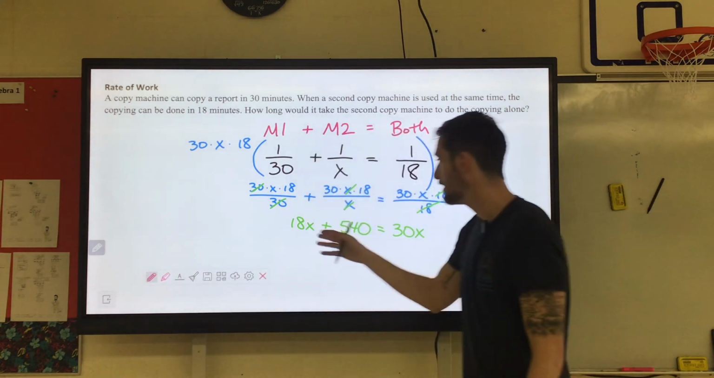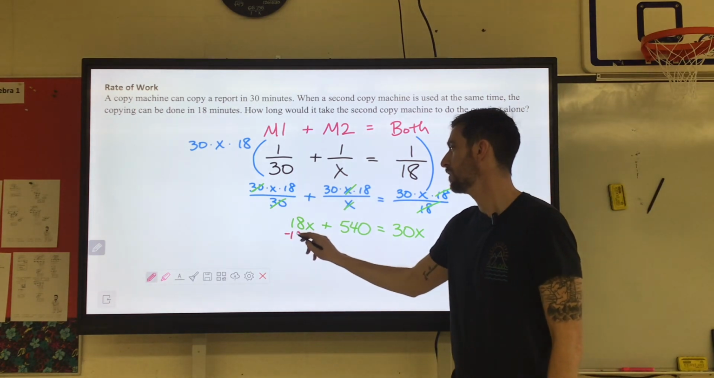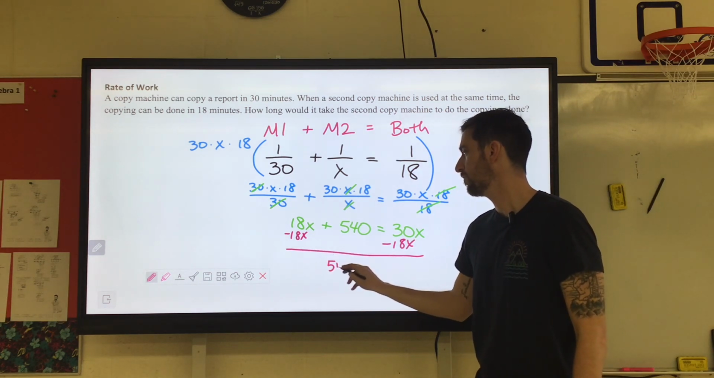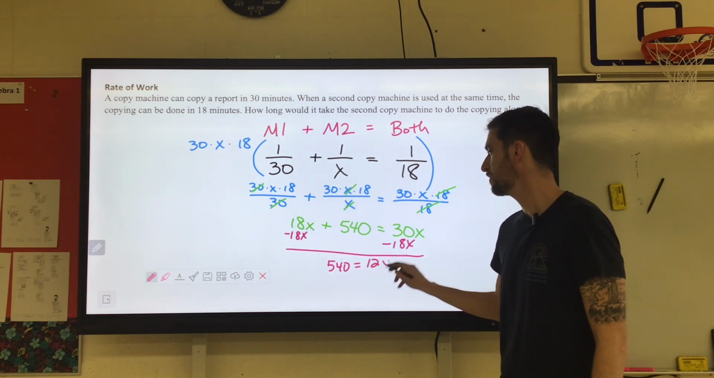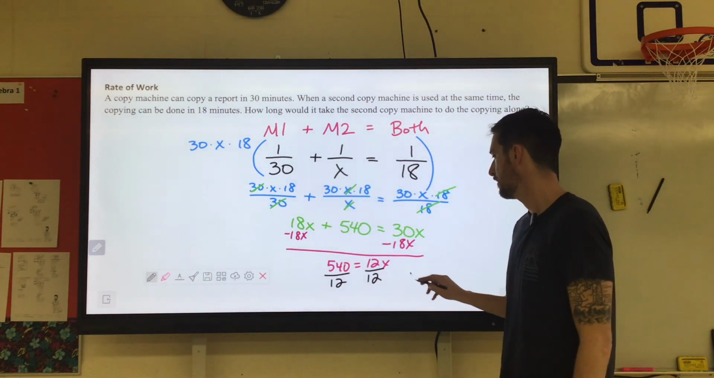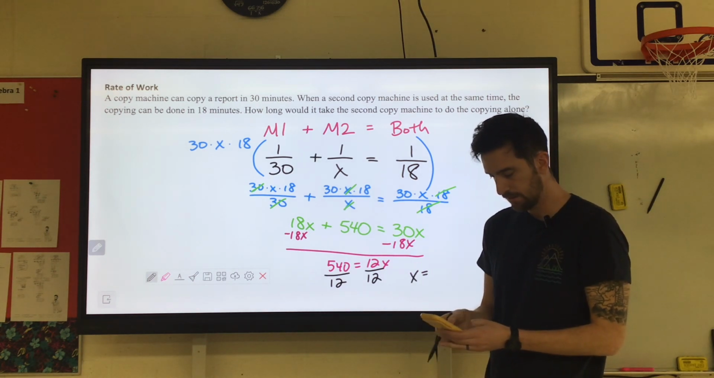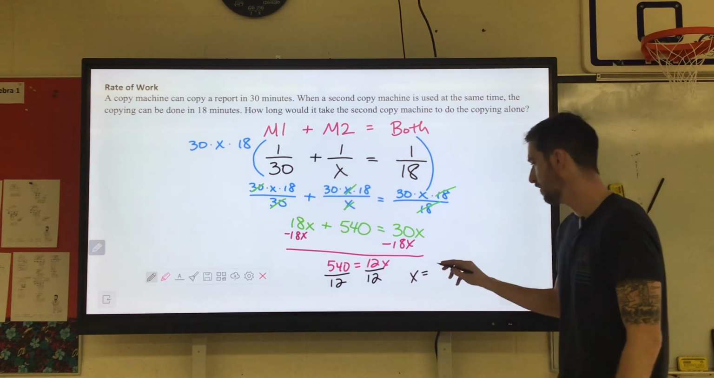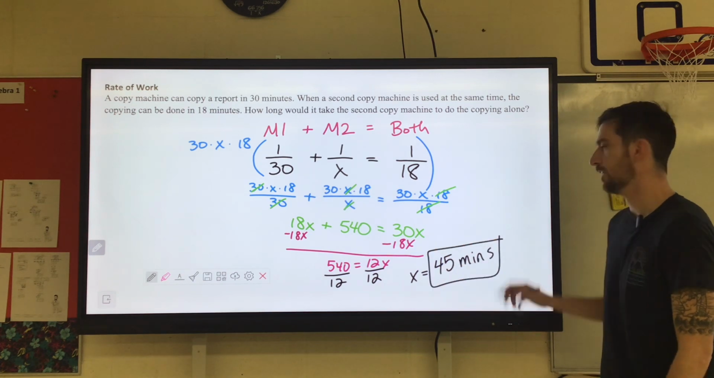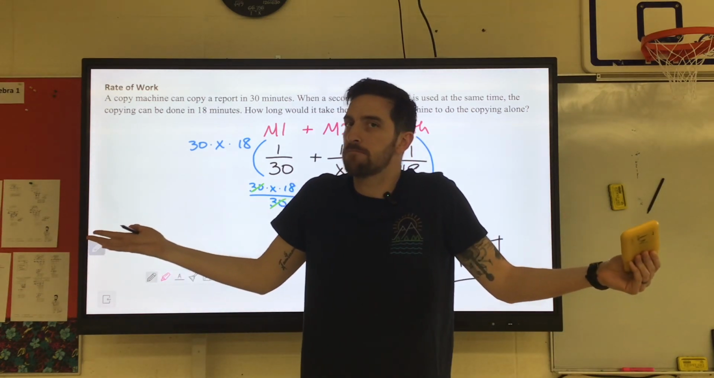So now if you look, 18x plus 540 equals 30x. We could subtract the 18x from both sides, which gives us 540 equals 12x, and then we'll divide that by 12. x equals, let's see, 540 divided by 12, 45. And this was 45 minutes. It's how long it would take that second copy machine to do the job all by itself. Pretty common setup. Let's try another one.